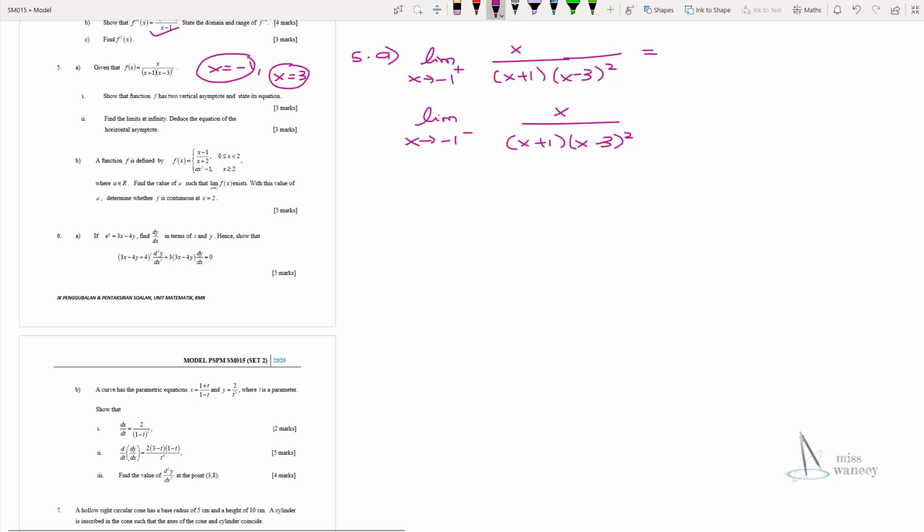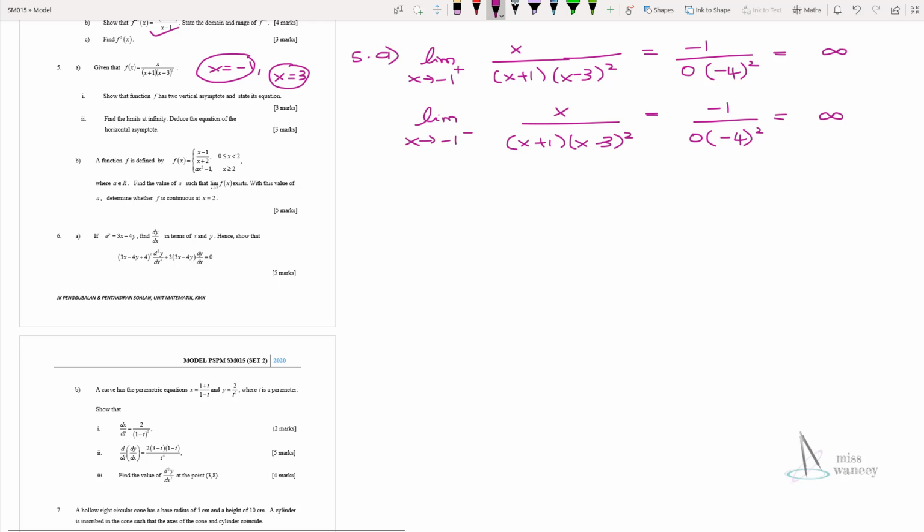Okay, so I'm going to substitute x equals negative 1. So I have negative 1 over negative 1 plus 1, so it will become 0, and negative 1 minus 3 is negative 4, with a square. So this is definitely infinity, I know for sure, because anything divided by 0 is always infinity.